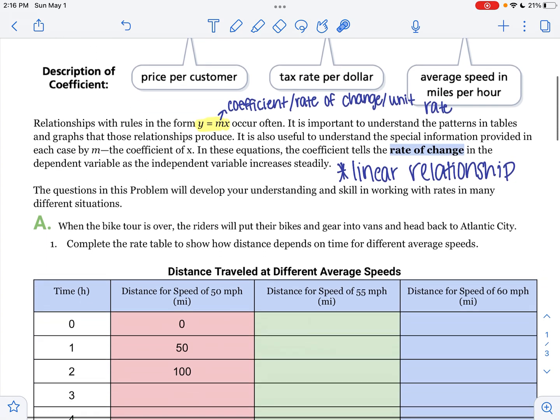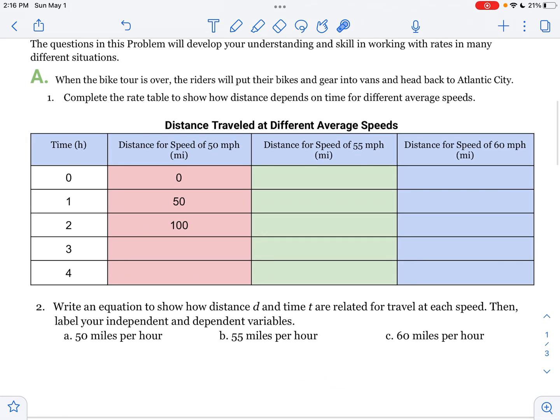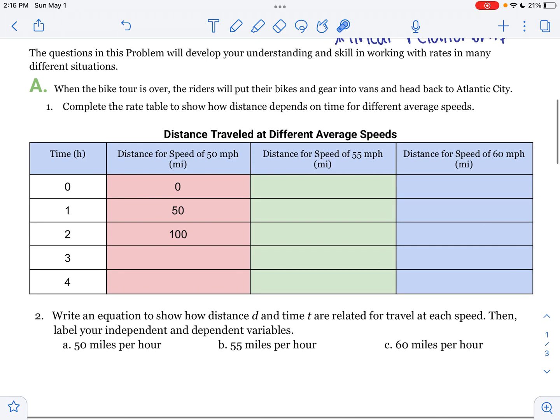All of these are going to create a graph that has a straight line. As you begin working through here, you're going to first start with this table in part A, then create your equation from there, and then ultimately look at graphs. I'm going to help get you started here with the red part of the table and the equation, and then I'm going to let you work.